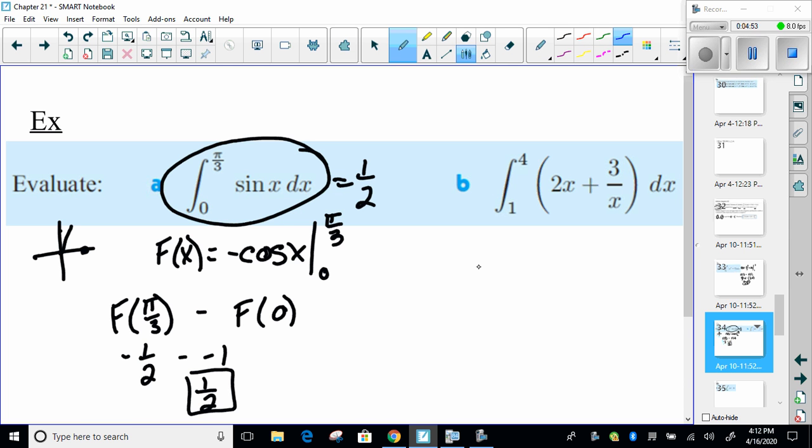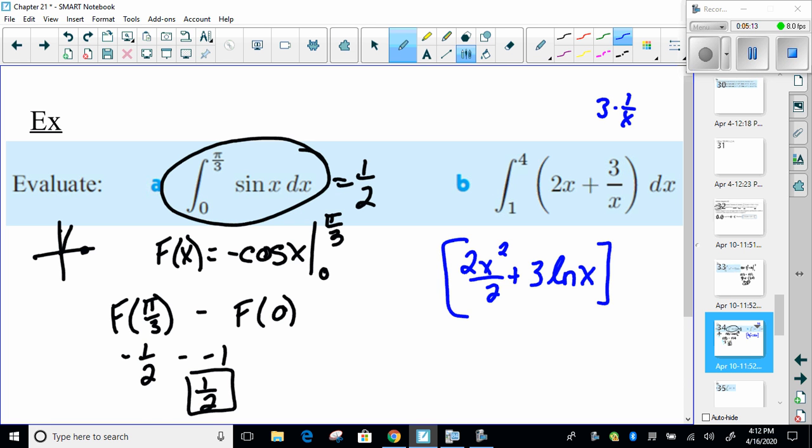So 2x becomes 2x squared over 2, plus 3 times the natural log of x, because again, this is like 3 times 1 over x. And we integrate, 3 is still 3, and then 1 over x is the natural log of x. And then that whole thing, and this is why a lot of times you see these brackets, goes from 1 to 4. So that simplifies, that's just x squared.